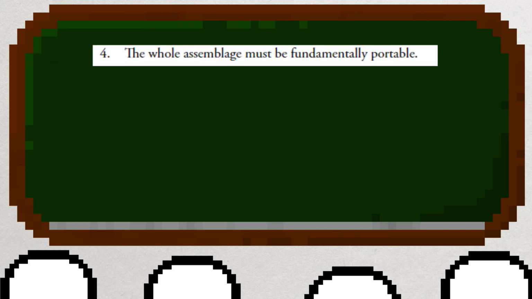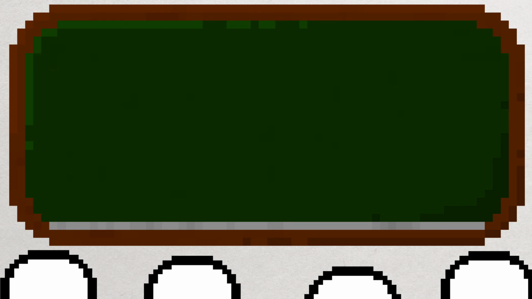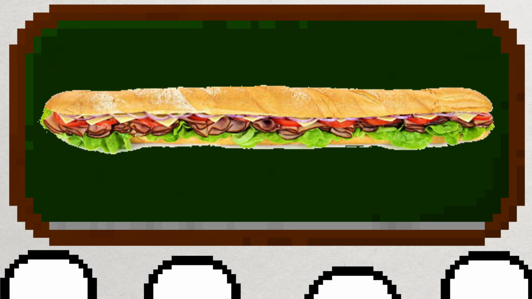The fourth and final point states that the whole assemblage must be fundamentally portable. I'm not too sure I understand what they mean by this point, but my best guess is that it's suggesting that sandwiches must be held in one hand without the use of a plate or a bowl. In that case, I'd like to see the author try to eat a 3-foot-long sub with one hand.